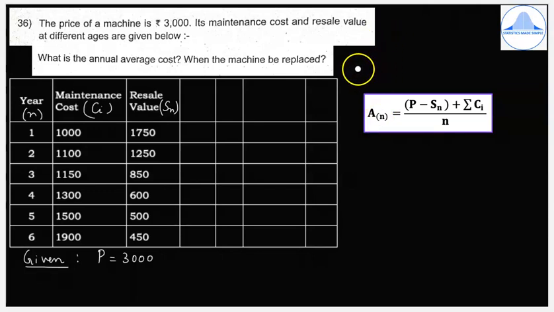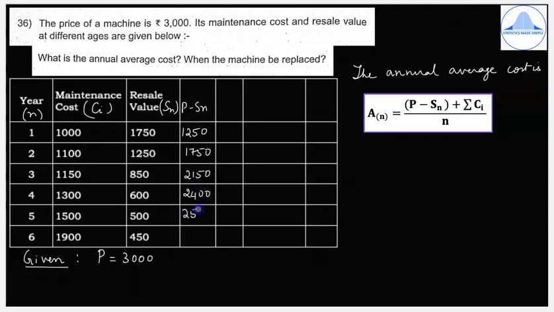Next, we'll write the annual average cost. The formula is the annual average cost is An is equal to P minus Sn plus summation Ci divided by N. Okay, so first I will find out P minus Sn. So it is 3000 minus 1750. So you'll get 1250. Then it is 3000 minus 1250 is 1750. 2150. 2400. 2500.